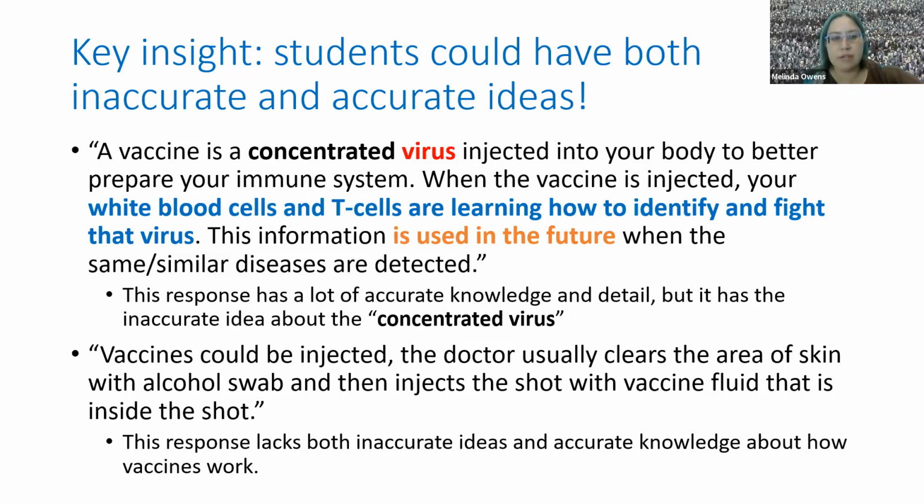What do they know? So they know that when you get a vaccine, your immune system is activated, right? Where your white blood cells and your T cells are doing something. They're somehow being trained to combat that virus, that it's used in the future. They know that it's pathogen-like, right? So one of the major ideas about vaccines, why they work, is that they somehow resemble the pathogen. So this person knows that.